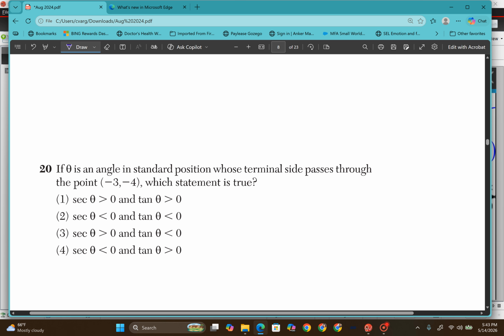So for this one, you do need to know what secant is. So let's talk about it. Let's go ahead and graph this. It's in standard position, which means that this is 0. This is where one of the rays has to pass through, and it goes through the point -3, -4. So -3, -4, boom. This is where it has to go through. We're good so far? Just draft it. So we're looking to see which is the one that could be there.